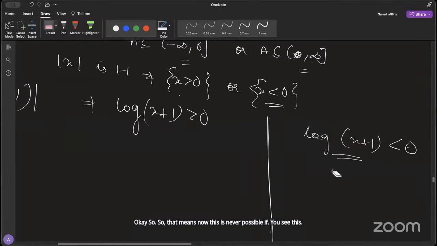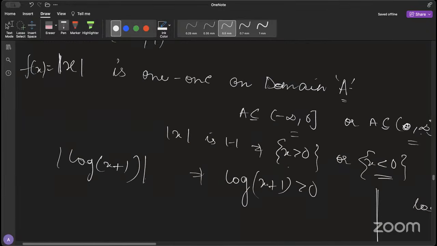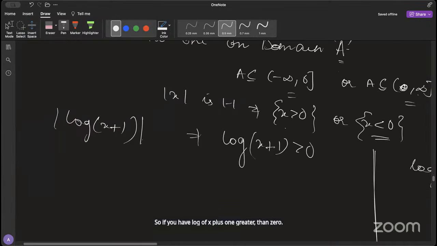Okay, so that means now this is never possible if you see this. Your log of this is also negative, right? Okay, let's solve this one then. So if you have log of x plus 1 greater than 0, what do we get from here? You will get x plus 1 greater than 1, so x should be greater than 0.